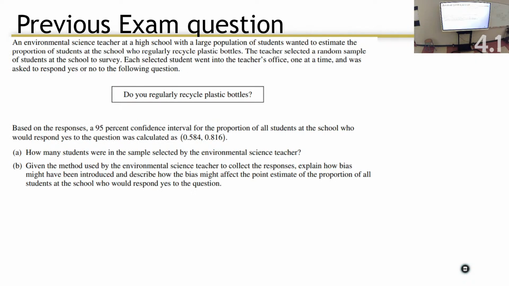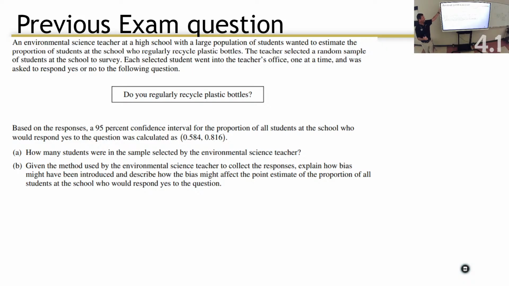Y'all don't have this on your paper. I grabbed this. I just randomly searched for bias on free response questions. Okay, this one popped up. So this was an actual AP question. I don't remember what year. It wasn't last year and it wasn't the year before. An environmental science teacher at a high school with a large population wanted to estimate the proportion of students at the high school who regularly recycle plastic bottles. Interesting little topic. Wanted to know what percent recycle.